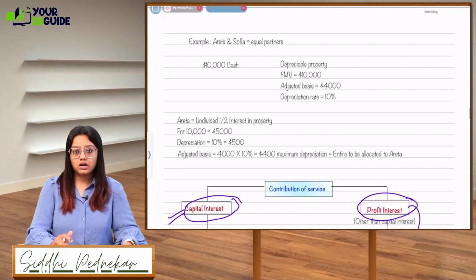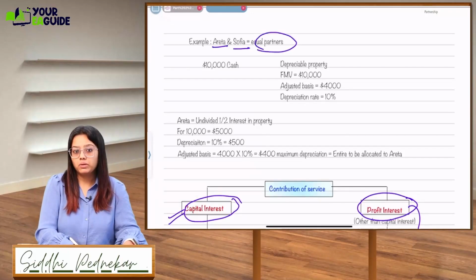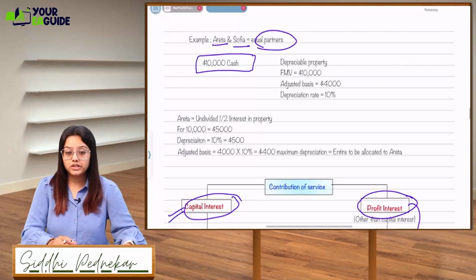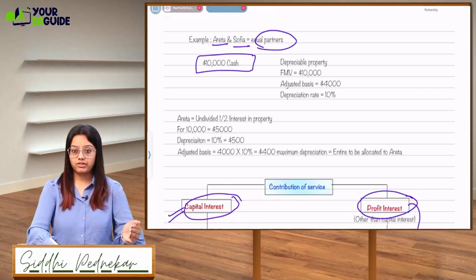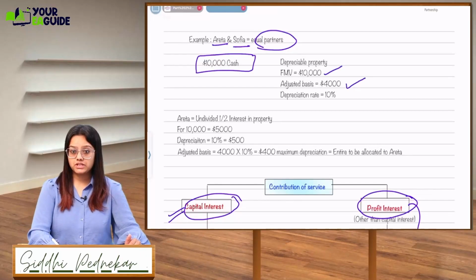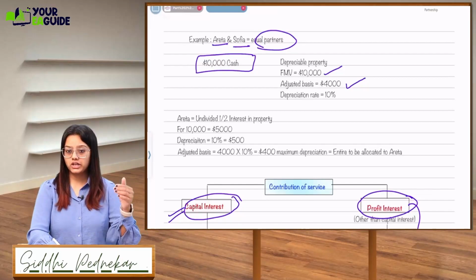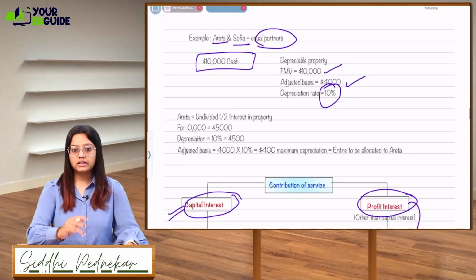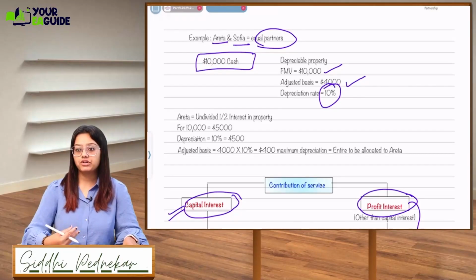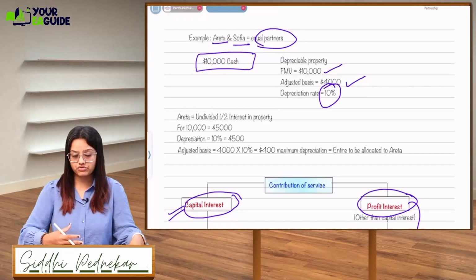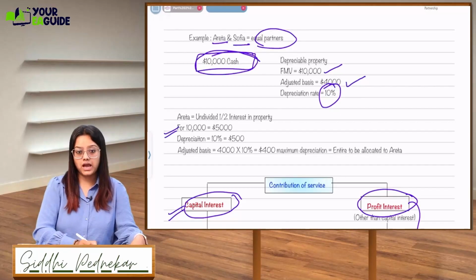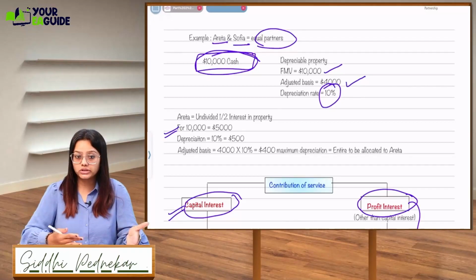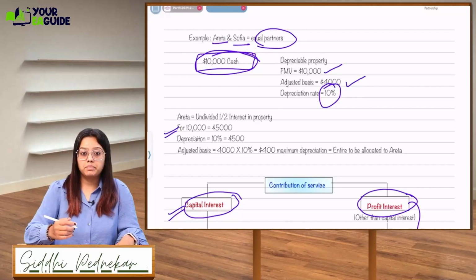Okay, so there was one example over here. Rita and Sophia are both equal partners. 10,000 cash is being contributed. Now they have depreciable property in the business, which has an FMV of 10,000. It has an adjusted basis of 4,000, meaning after reducing all the depreciation till now, the basis right now is 4,000. The depreciation rate is 10%. Arita has an undivided half interest in the property. So for the 10,000 cash contribution, how much is the interest of both partners? It is 5,000. Depreciation is 10%.